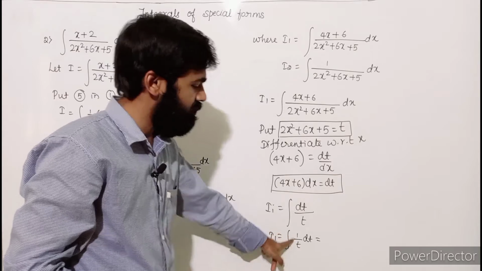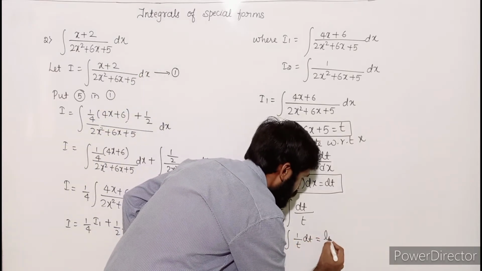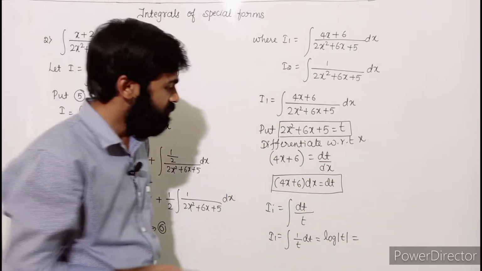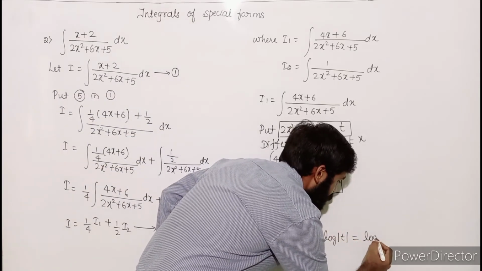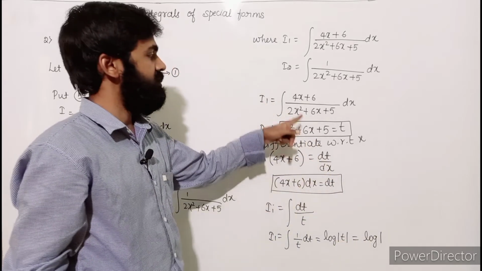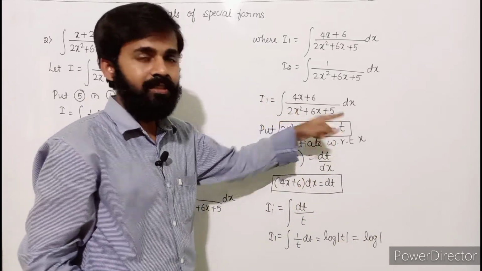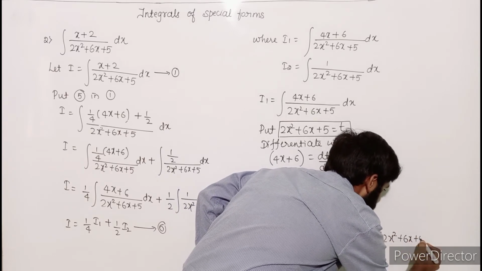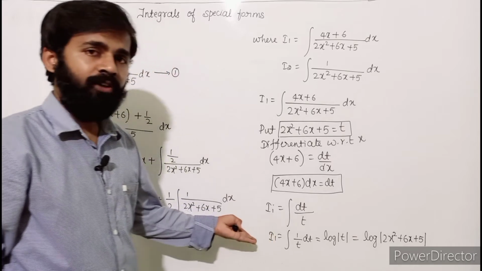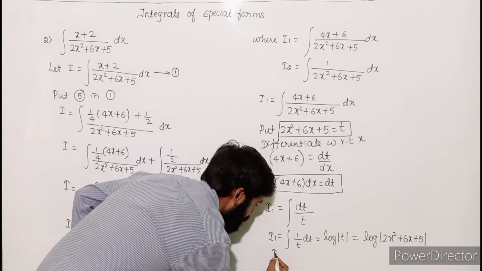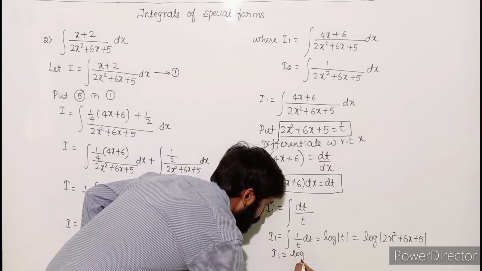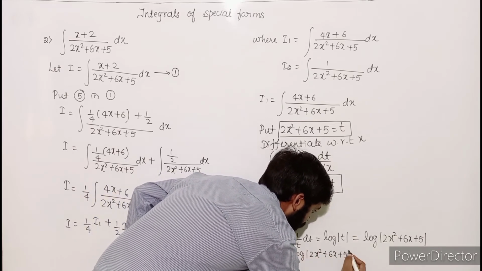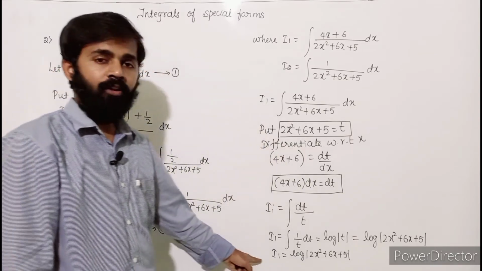What is integration of 1 by t? Log of mod of t. Right. Now what is t? T is nothing but 2x square plus 6x plus 5. Right. This is the value of I1. See here, I will write the value of I1. I1 equals log of mod of 2x square plus 6x plus 5. Right. We got the value of I1.